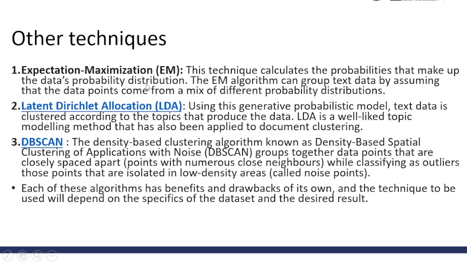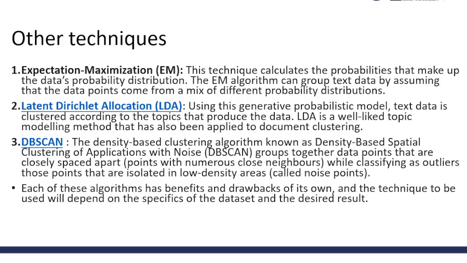Other techniques are expectation maximization. This is a text clustering technique which is based on probability, and here the algorithm can group text data by assuming that the data points come from a mix of different probability distributions. So here it considers the text data, and it is considered that these points come from different probability distributions. Then there is LDA. LDA is latent Dirichlet allocation, and here the text data is clustered according to the topics. This is a topic modeling method which we are going to see in detail also.